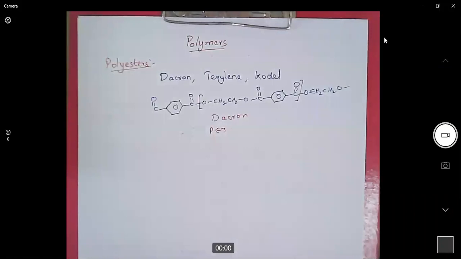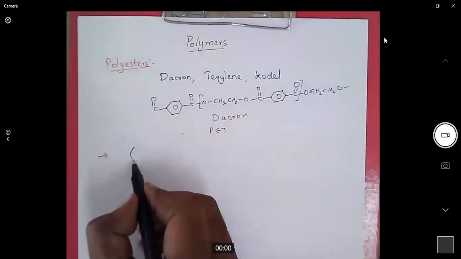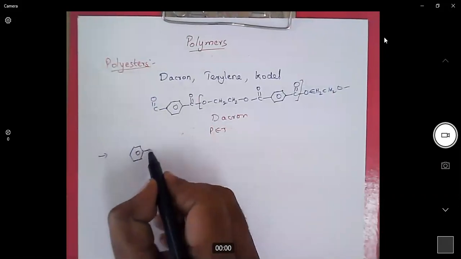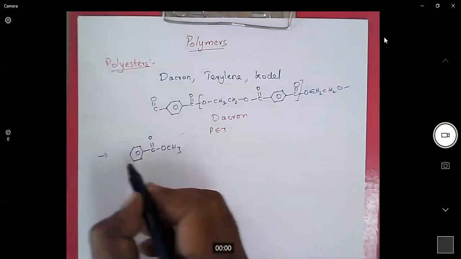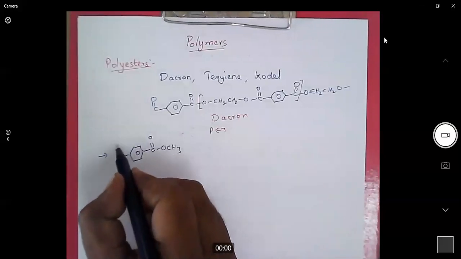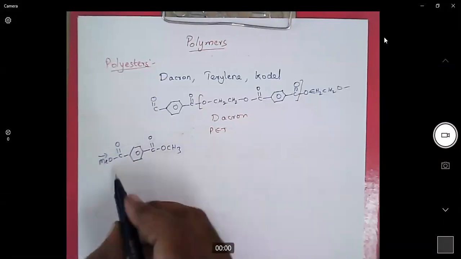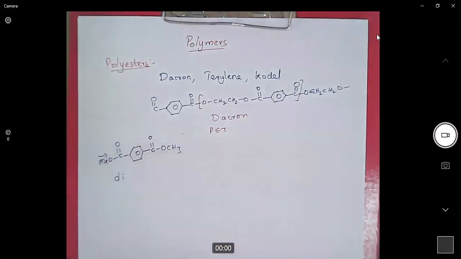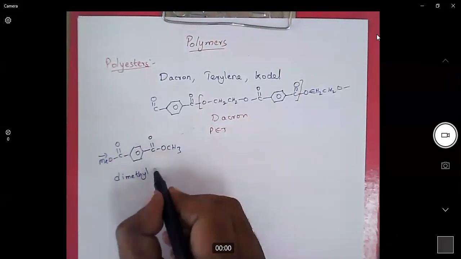As I said, there were 1600 different types of PETs. Please write the structure of this molecule, the structure of the resulting polymer. Here we are using an ester instead of just a carboxylic acid, a methyl ester. So this is called dimethyl terephthalate.